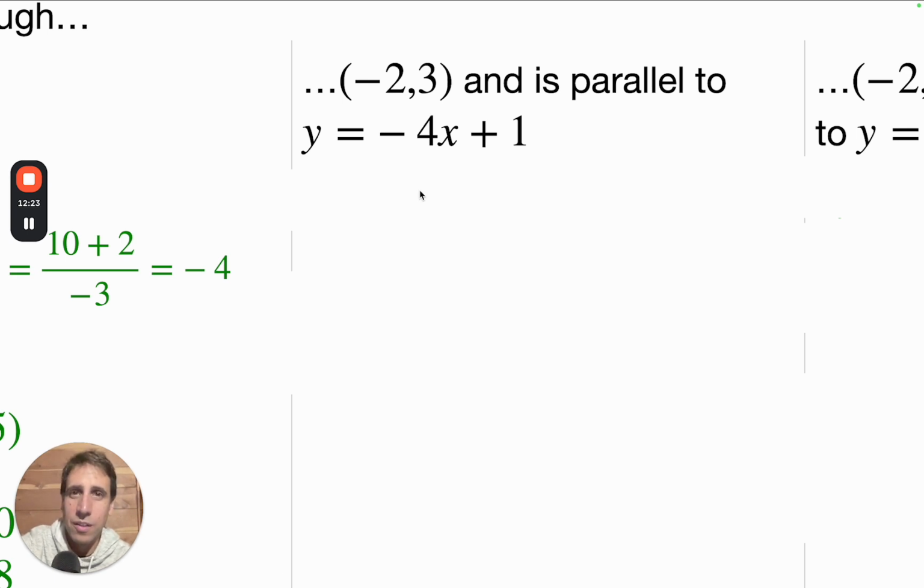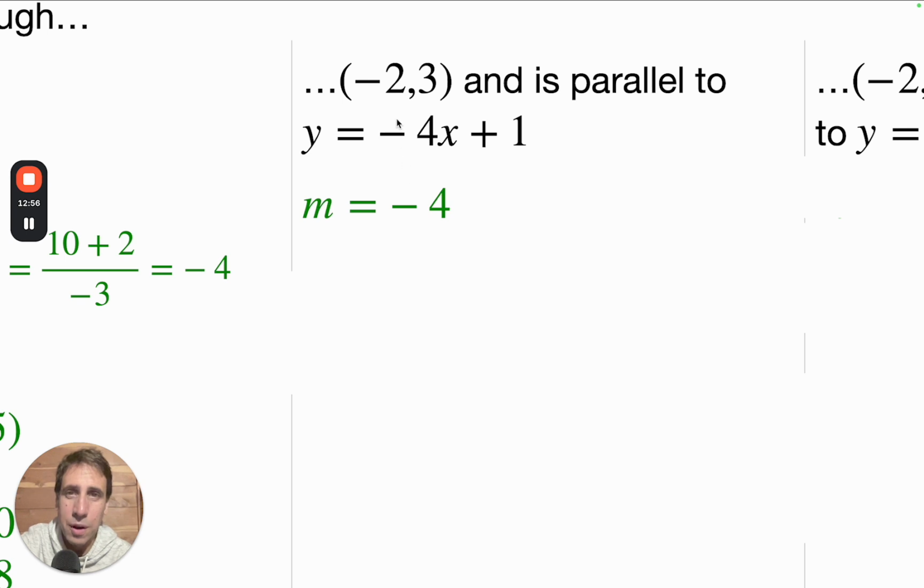Negative 2, comma 3, and is parallel to... we want to write an equation that goes through this point and is parallel to this equation. Do I have the slope yet? Not yet. So first thing to do, find the slope. Well, if it says it's parallel to this equation, then it should have the same exact slope. The slope is going to be negative 4 for my mystery line down here, because it's got to be parallel to the line that's given. So both of those lines are going to have a slope of negative 4.